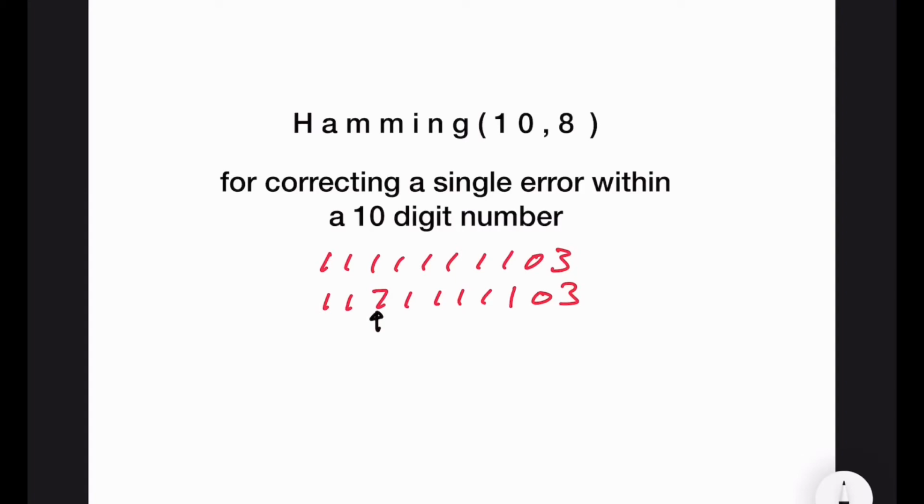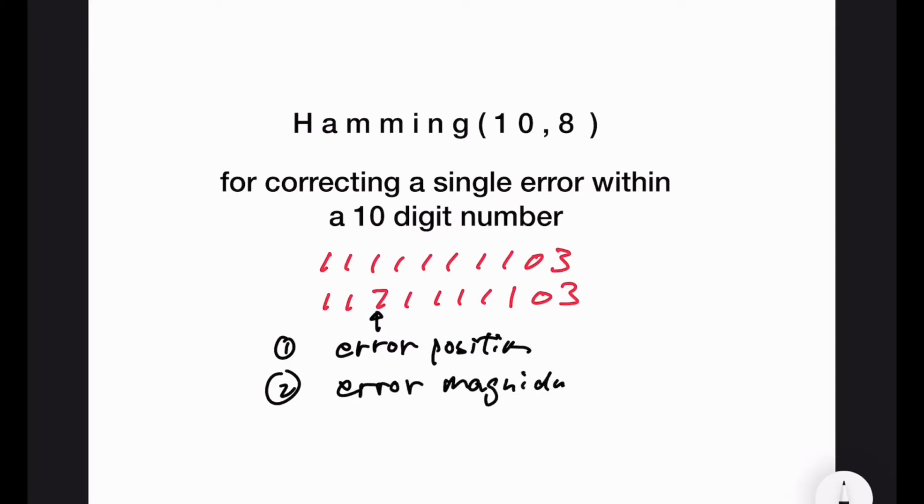In order to correct this error, we need to know two things. First, we need to know the position of the error. Secondly, we need to know what we call the error magnitude. In this case, the error position is 3, and the error magnitude is 6. When we find the position, we need to bring 7 back to 1, right? So from 7 we take away 6, which is the error magnitude, and get back to the correct value.